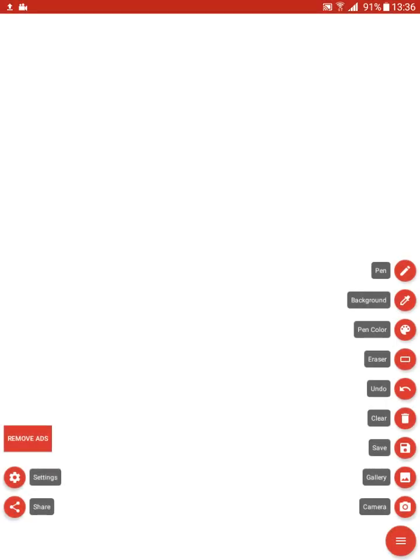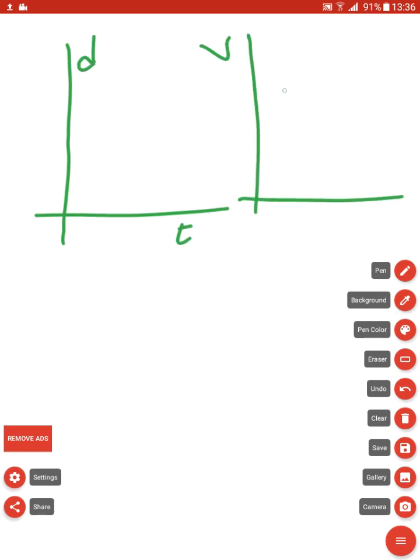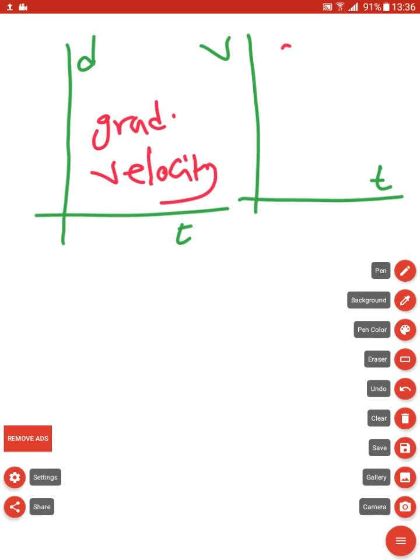Now, we have displacement-time and we have velocity-time. The difference is that in displacement-time, the gradient is velocity. In velocity-time, the gradient is acceleration.